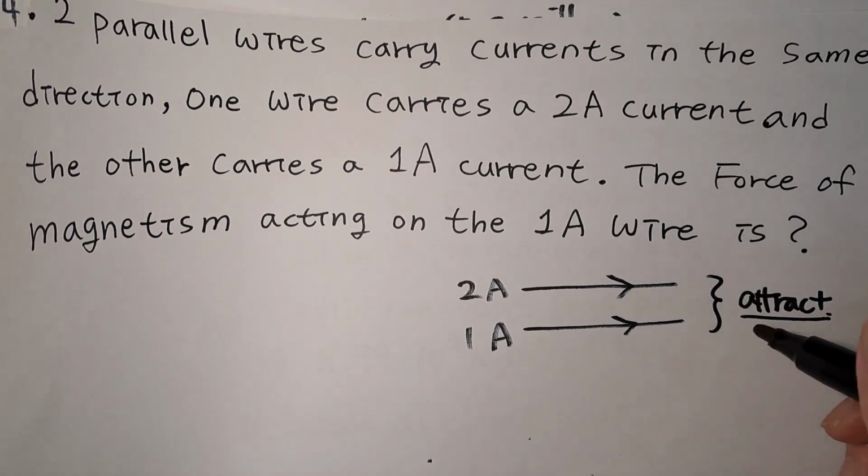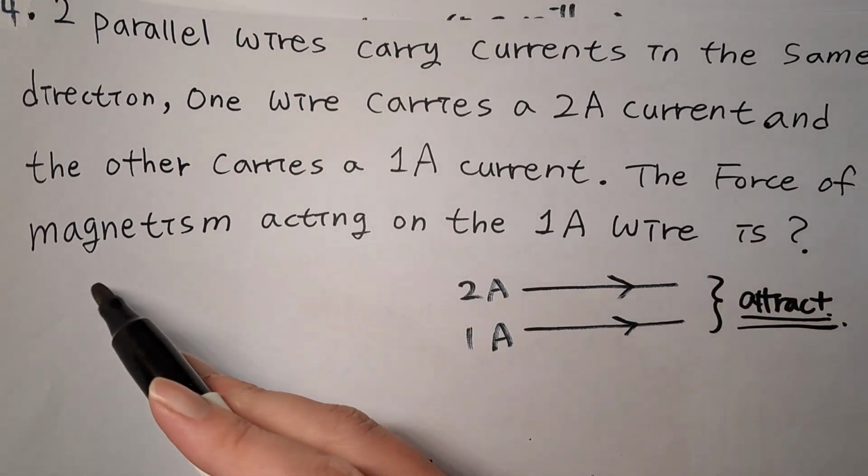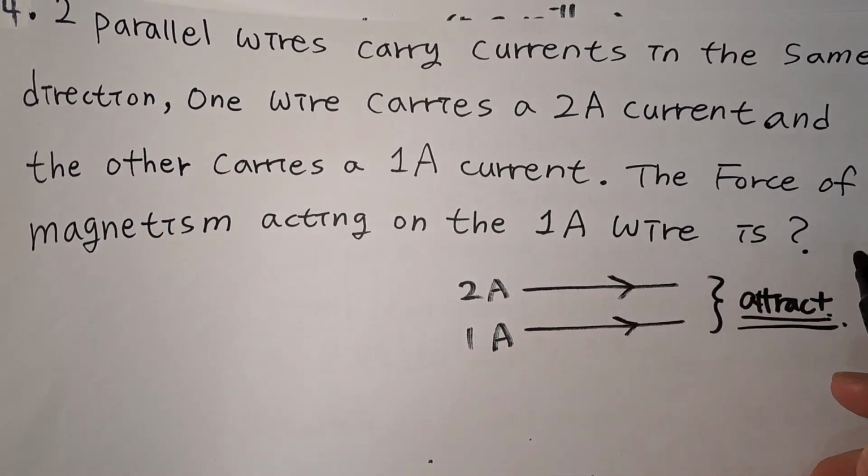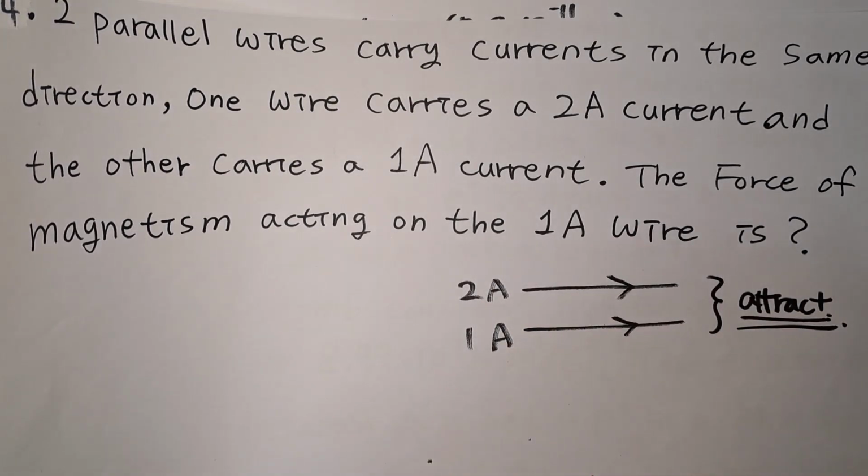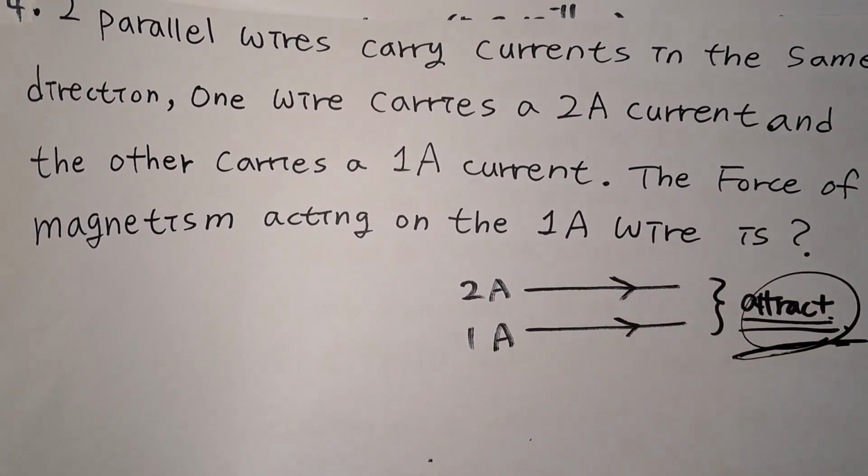So the force of magnetism acting on the 1 ampere wire is gonna be attract.